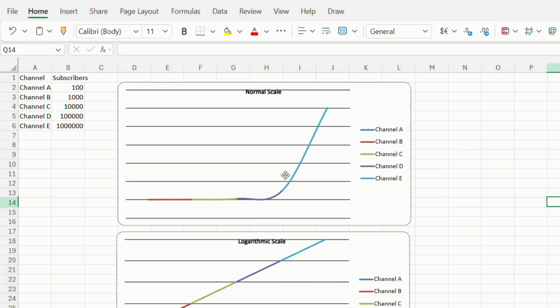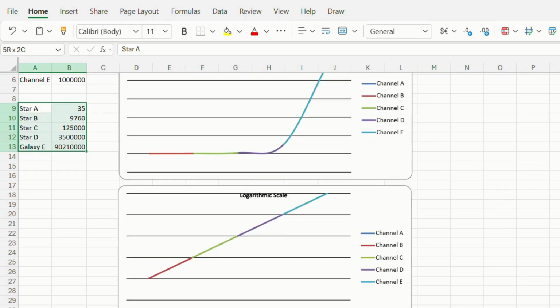For example, if we talk about light year distance, star A is 35 light years, star B is 9,760 light years, and star C is 125,000 light years. Let's say this is our data: star A 35 light years, star B 9,760 light years, star C 125,000, and star D and galaxy E.